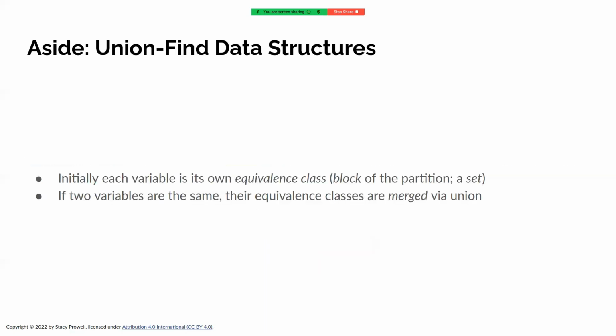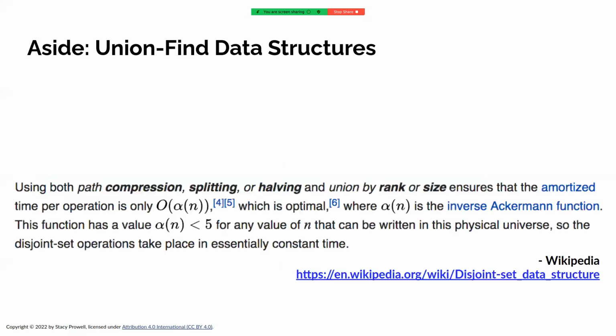Okay. Initially, each variable is its own equivalence class or a block of a partition, however you want to think about it. If 2 variables we decide are the same, then we're going to merge their equivalence classes. So this is how we're going to use it, right? And it makes sense. If our goal is to be merging these type variables, we'll keep them in these equivalence classes, and we'll do it that way.